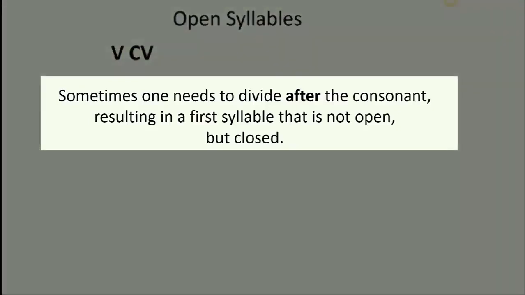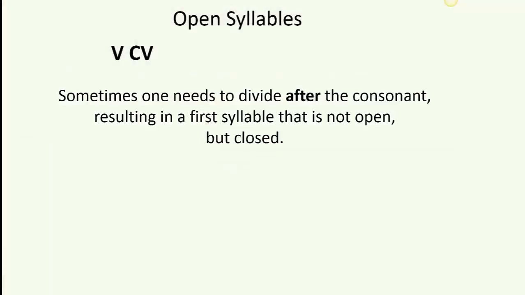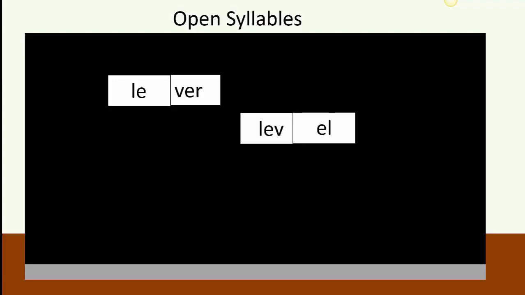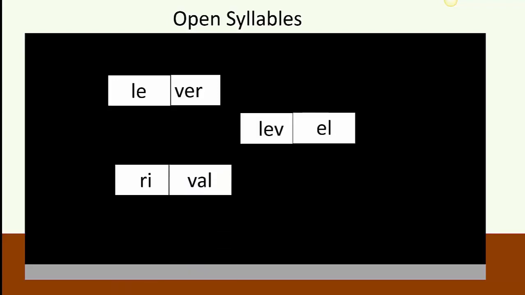When students are secure with the V/CV pattern, the news can be broken to them that sometimes one needs to divide after the consonant, resulting in a first syllable that is not open but closed. This VC/V pattern is less frequent than the V/CV pattern, but still applies to many words. There are several pairs that demonstrate the choice: lever and level, rival and river.